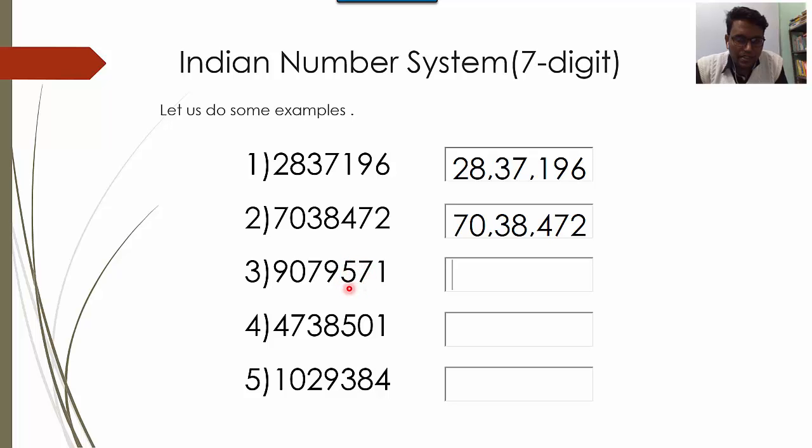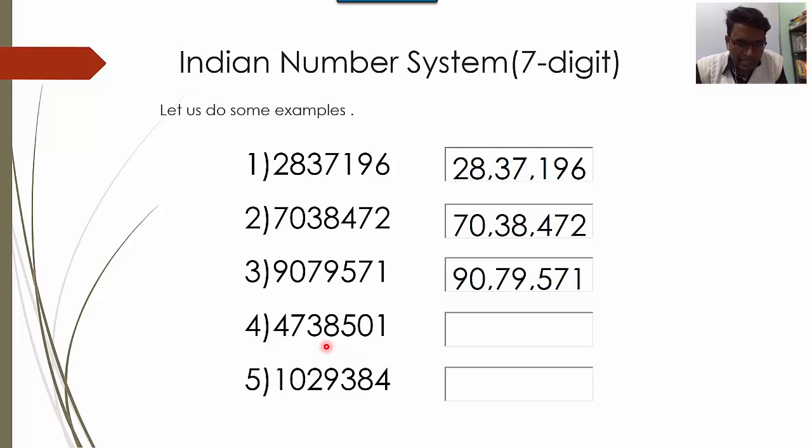Now let us move on to the third example. Here we have 5 at the hundreds place and 9 at the thousands place. So we will insert a comma between these two, and we have 7 at 10,000s place and 0 at lakhs place. So we will again insert a comma between them. So let us write it. This will be 90 lakhs 79,571. See how simple it is.